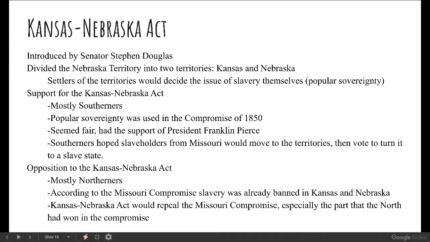Now, a lot of opposition to the Nebraska Act came from mostly Northerners. So again, we're seeing this sectionalism happen. According to the Missouri Compromise, slavery was already banned in those territories, the Kansas and Nebraska territories.